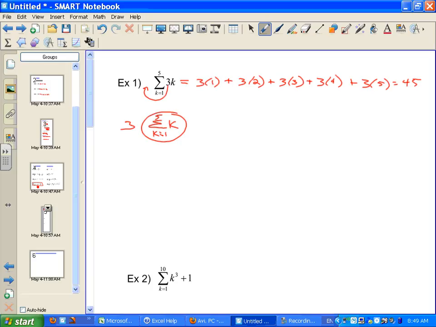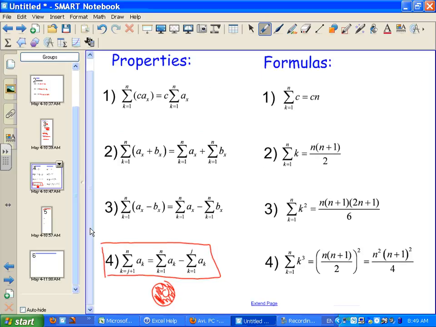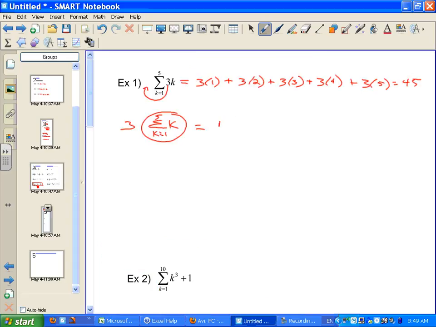Because it's going to be 1 plus 2 plus 3 plus 4 plus 5 now. But if I was going a lot bigger than 5, I really wouldn't want to add them all up, especially if I was going to like 3005. That would be terrible. So that's why they gave us those little formulas. When I have the summation of just a k, we have a little formula for that. It's n times n plus 1 over 2.